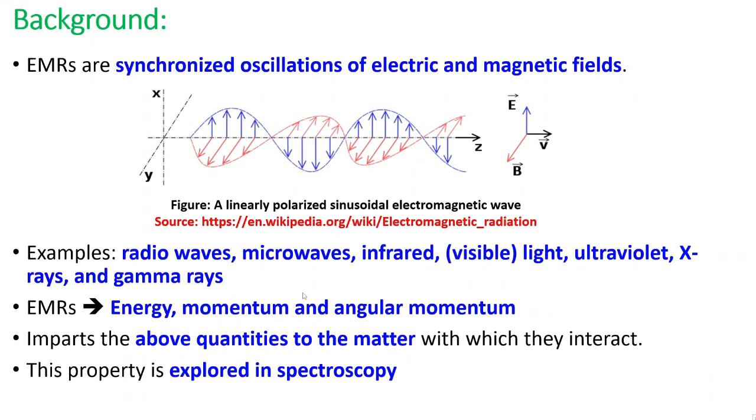So what do all these electromagnetic radiations have in common? All these electromagnetic radiations contain some amount of energy. They may have momentum and also angular momentum. In general, you can say electromagnetic radiations have packets of energy, and these packets of energy interact with the matter. And in spectroscopy, what we study is how these electromagnetic radiations interact with the matter.